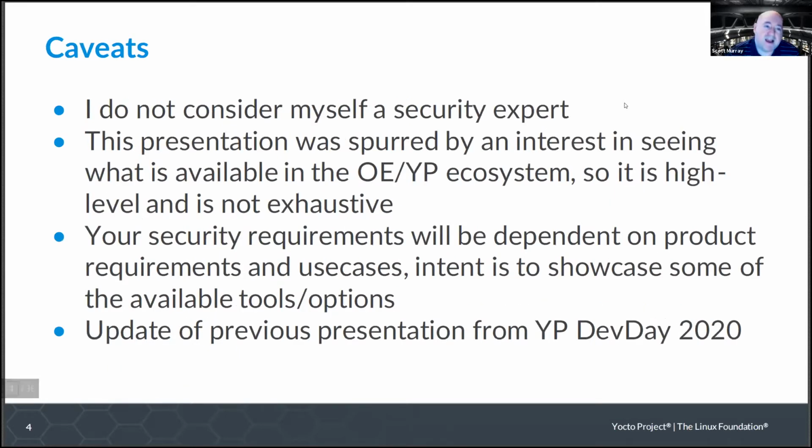So a few caveats. I'm not really what I would consider a security expert, even in the slightest. I was kind of interested in what's available in the ecosystem, and that led to this presentation. So this run through is pretty high level and not exhaustive. And of course, your own security requirements will be dependent on your product and use cases. The intent of this presentation is to show what's available in the ecosystem in Yocto. This is an update of a presentation I gave at Dev Day back in July. There are a few new things, but a lot of the content isn't drastically different.